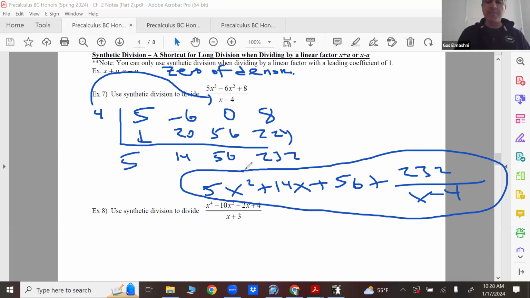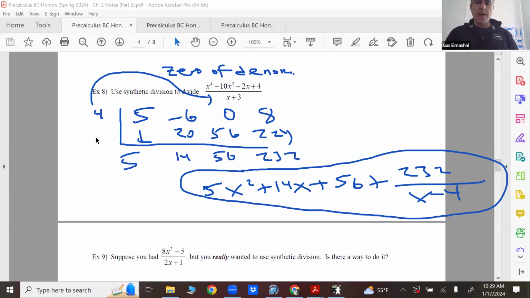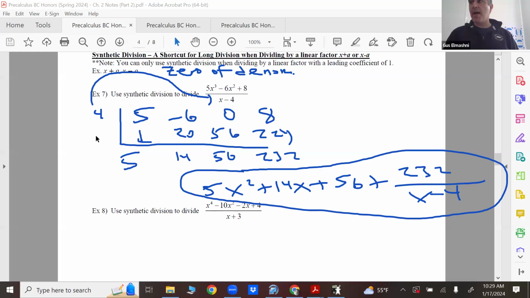Put in 1 for x. That's how you can check your work. Plug in just an easy number to the original expression, then plug into the answer. They should be exactly the same thing. You can also, in Desmos or a graphing calculator, graph each of those. They should be the same graph. That works too. If y1 is the original rational expression and y2 is the quotient, they should be exactly the same if you graph it.